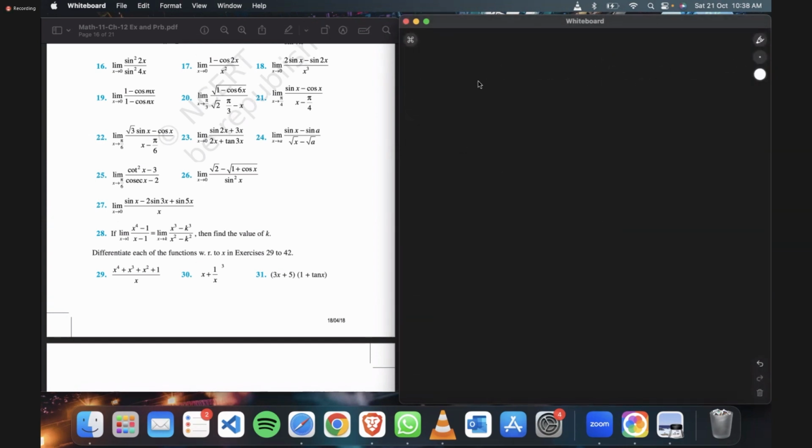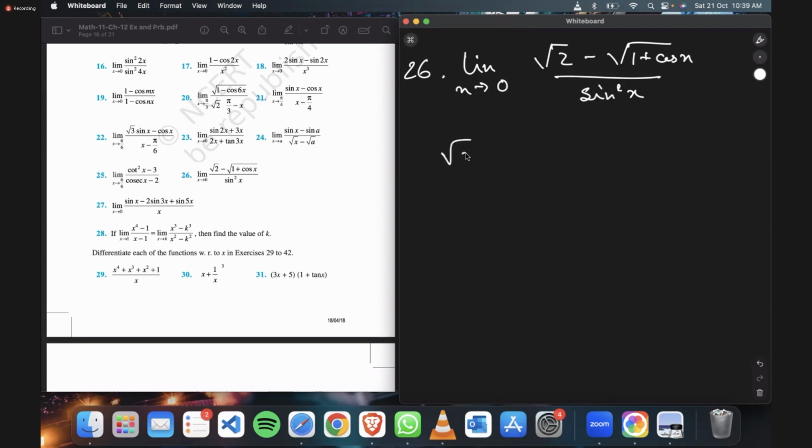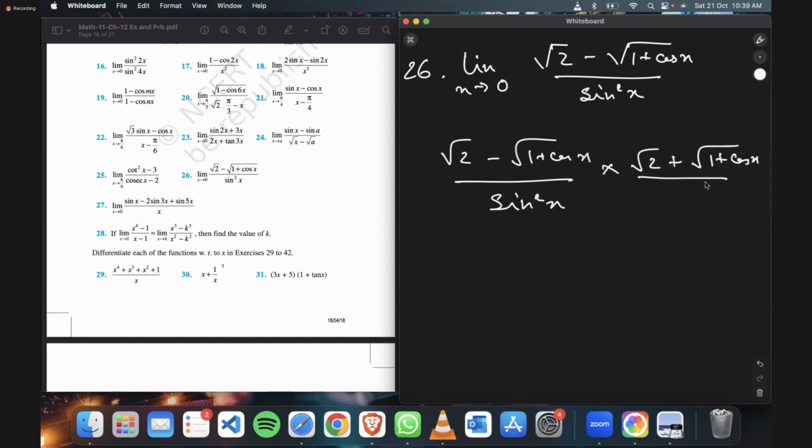Next I have question number 26, right? So in question number 26, what I have been given, I am having my limit x tending to 0, (root 2 minus root (1 plus cos x)) whole divided by sine square of x, right? So cos 0 is 1, 1 plus 1 is 2, root 2 minus root 2, 0. Yeah, 0 by 0 form. So let's move on. Let's see what we can do with this. The quickest thought I have is multiplying it with a conjugate. Let's see if that helps. Let's just multiply it with its conjugate, right?